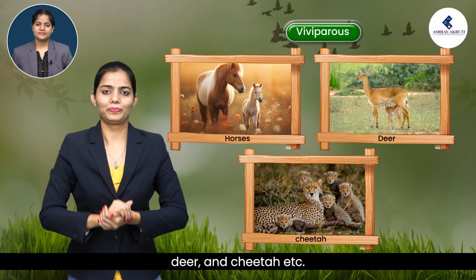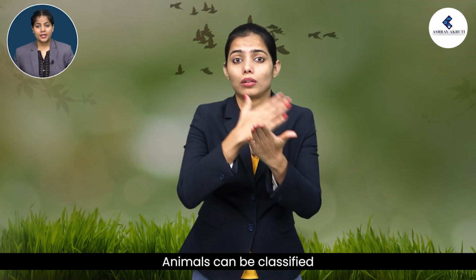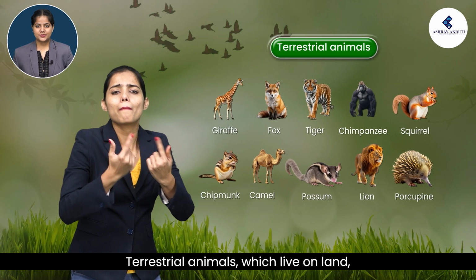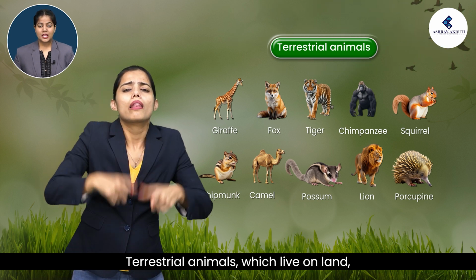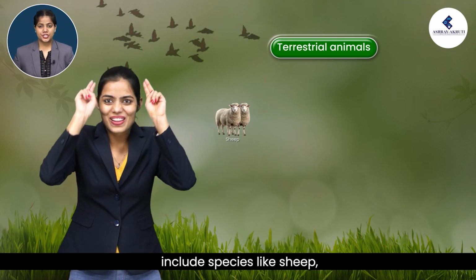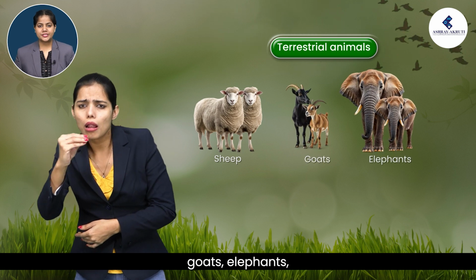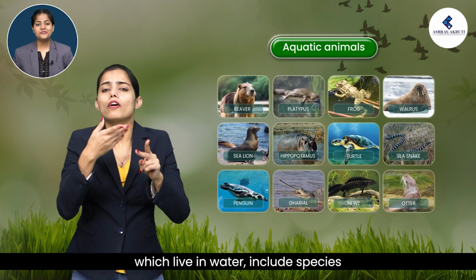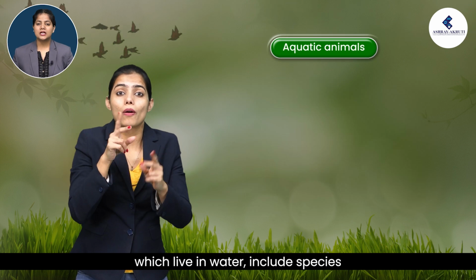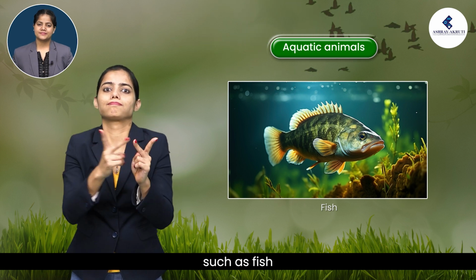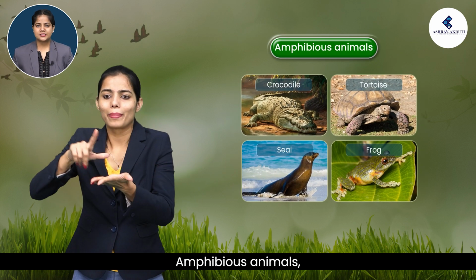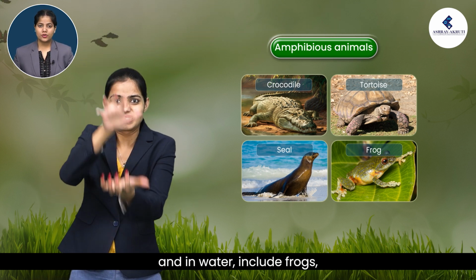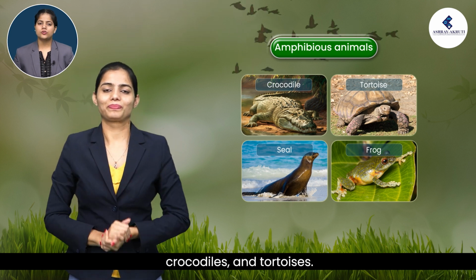Animals can be classified based on their habitat into three main types. Terrestrial animals, which live on land, include species like sheep, goats, elephants, and giraffes. Aquatic animals, which live in water, include species such as fish. Amphibious animals, which can live both on land and in water, include frogs, crocodiles, and tortoises.